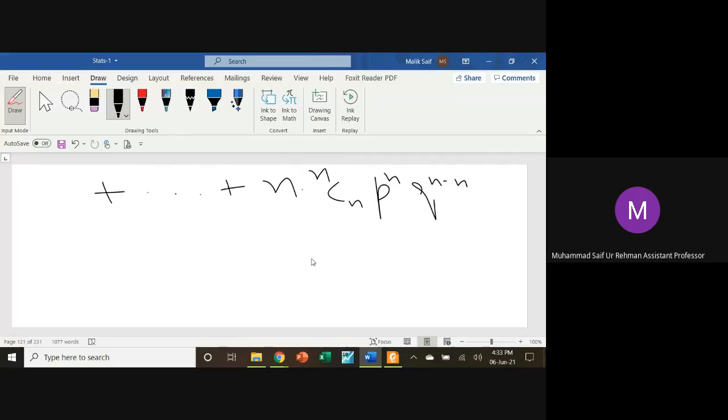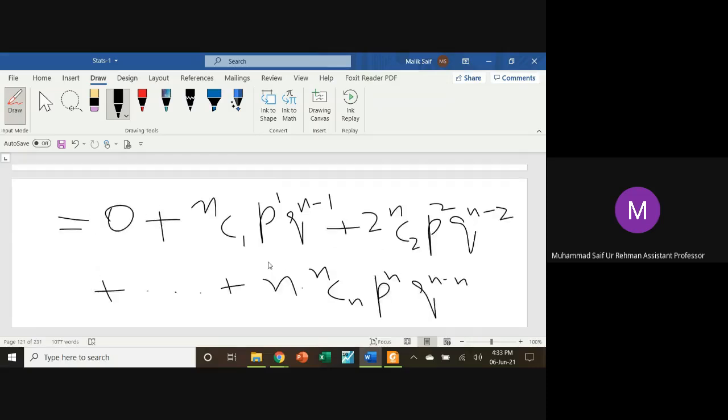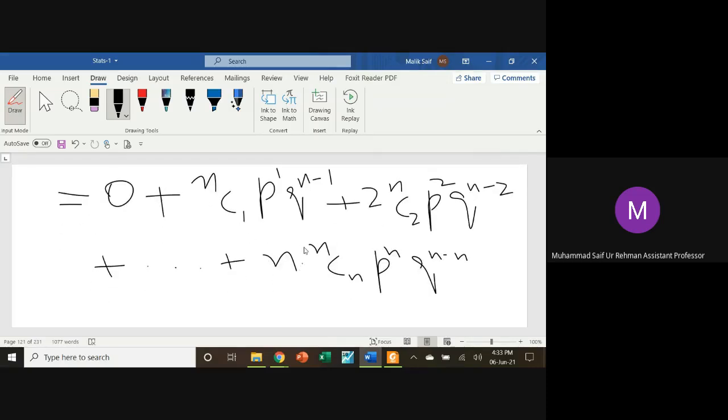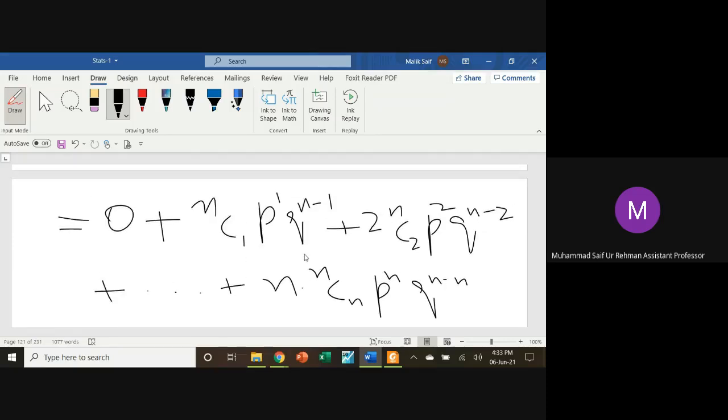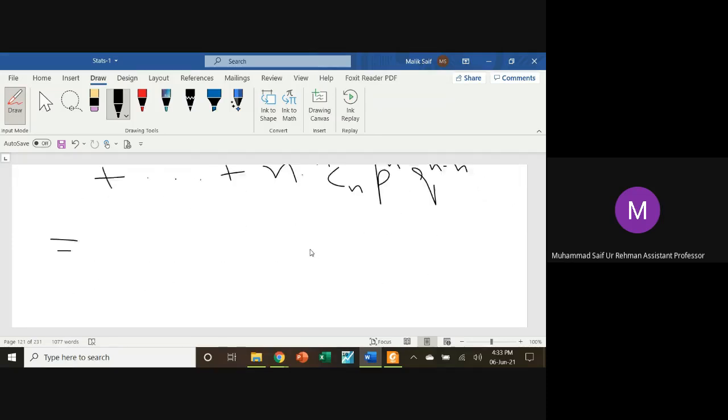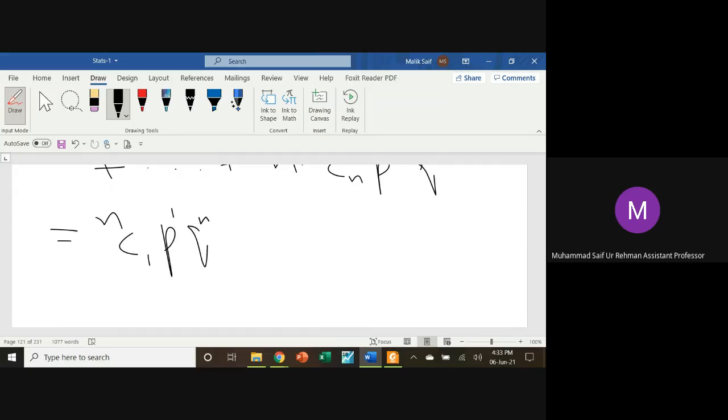Okay, so now let us write down again. There is no need of writing 0 again in the next step. Simply start from this point: nC1 p power 1 q power n minus 1 plus 2 nC2 p power 2 q power n minus 2, plus so on, and the final term will be n p power n.